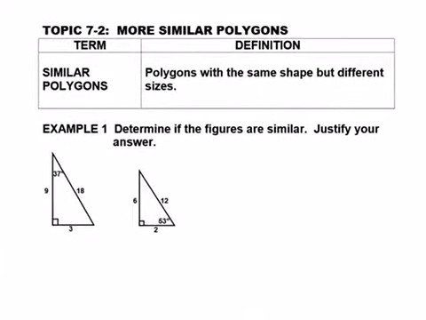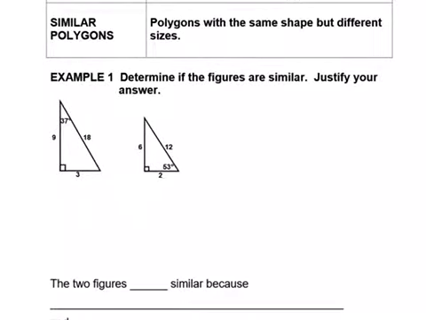So remember from yesterday, similar polygons are polygons with the same shape but different sizes. So they look similar. They're not congruent because they're not exactly the same, but they are similar, like puppies and dogs. So puppies kind of look similar to dogs. They look like the smaller version of their parents, okay? So they've asked us to determine if these figures are similar, justify our answers.